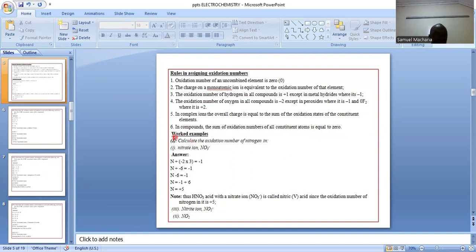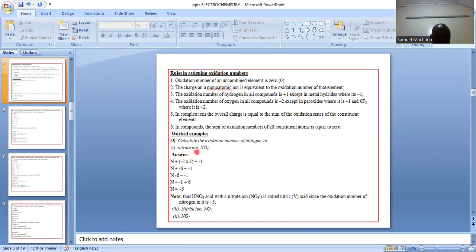I want us now to have some worked examples. Example number 1, let's see how we can calculate the oxidation number of nitrogen in the following. Now, we start with nitrate ion. We know the symbol of nitrate ion. It's a complex ion, a radical, NO3 -1. To calculate, we just know that when we add up all these oxidation numbers of the constituent elements, the total sum equals -1.